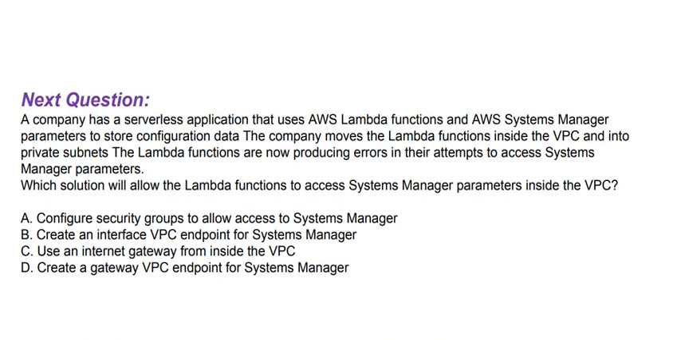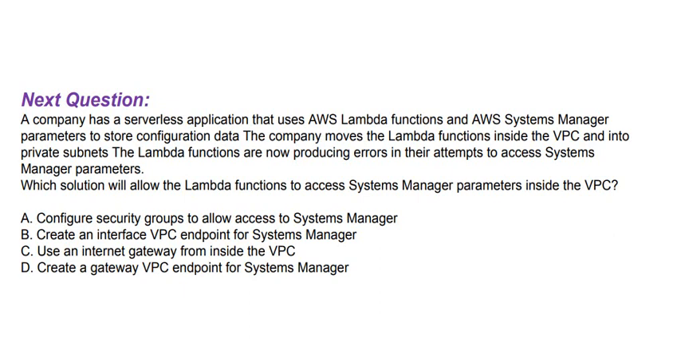Moving to next. A company has a serverless application that uses AWS Lambda functions and AWS Systems Manager parameters to store configuration data. The company moves the Lambda functions inside the VPC and into private subnets. The Lambda functions are now producing errors in their attempts to access Systems Manager parameters. Which solution will allow the Lambda functions to access Systems Manager parameters inside the VPC?